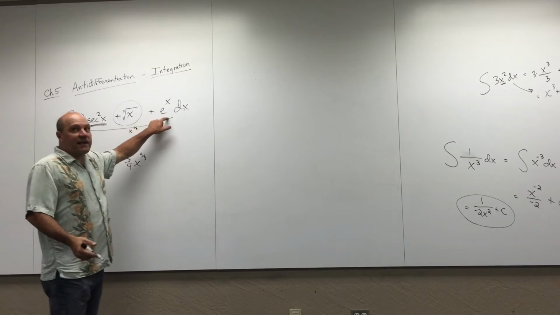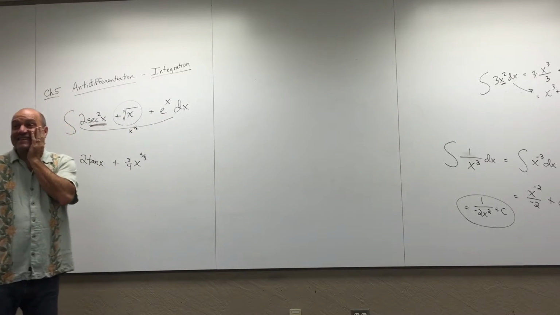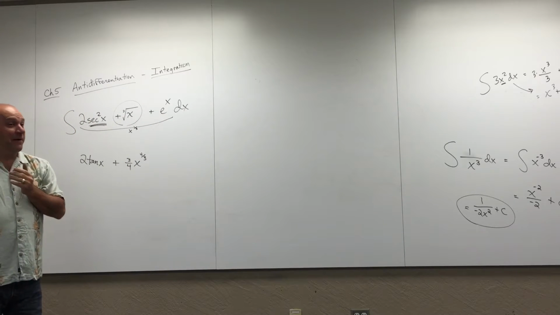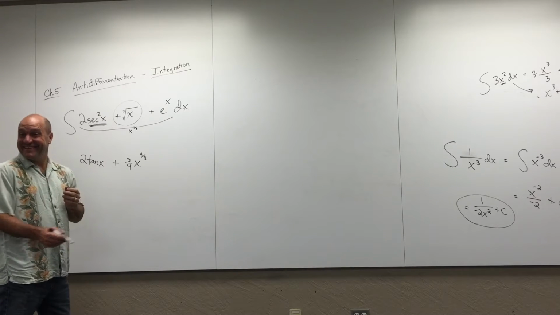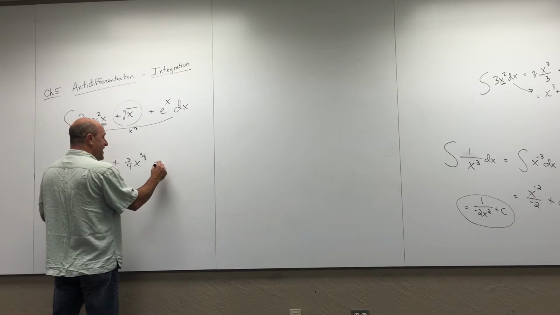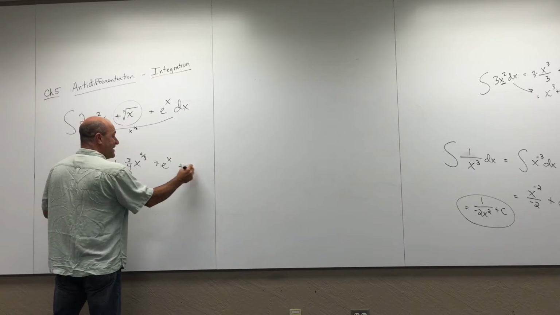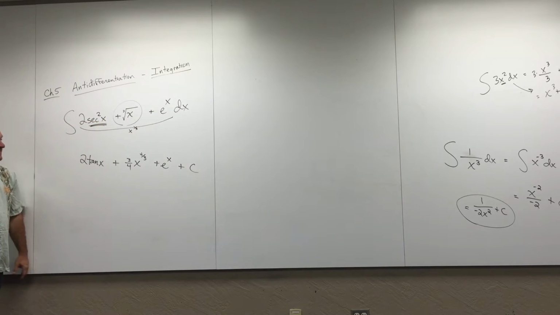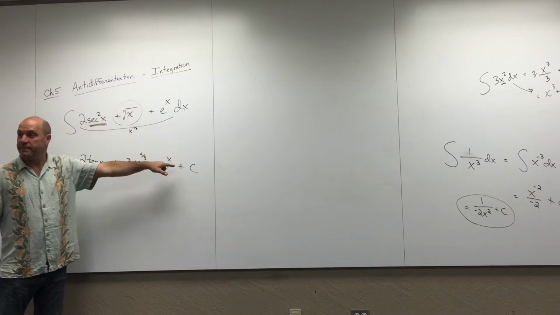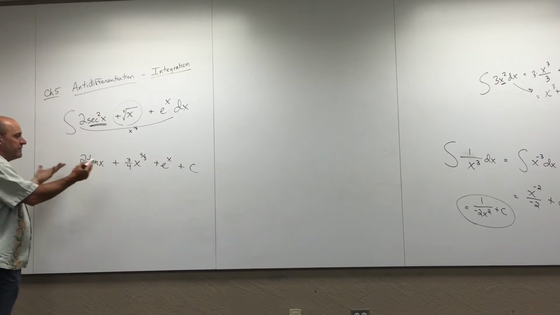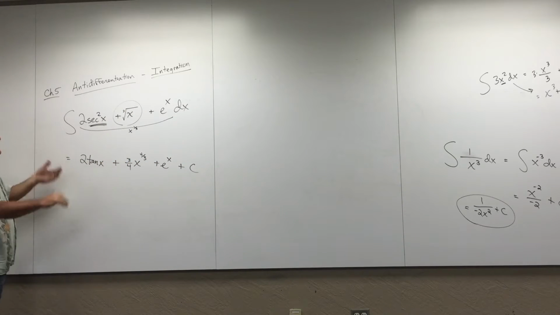This is e to the x. Do you know how to integrate e to the x? Really? You're right. That's everybody's favorite integral. Plus c. We're done, I think. We integrated him. We found the antiderivative of this function.